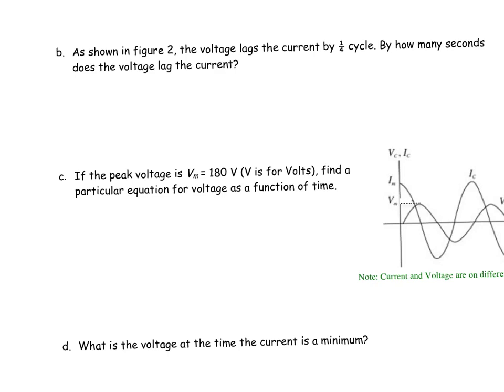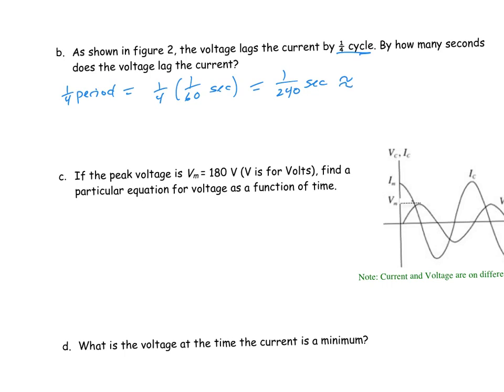Okay, letter B says, as shown in figure 2, the voltage lags the current by 1/4 of a cycle. By how many seconds does the voltage lag the current? So that's going to be 1/4 of a period. And we said that the period was 1/60th of a second. So it's going to lag the current by 1/240th of a second.